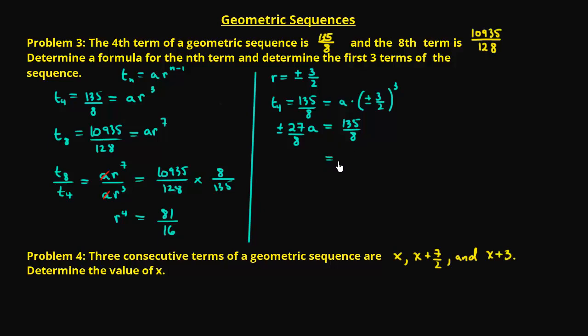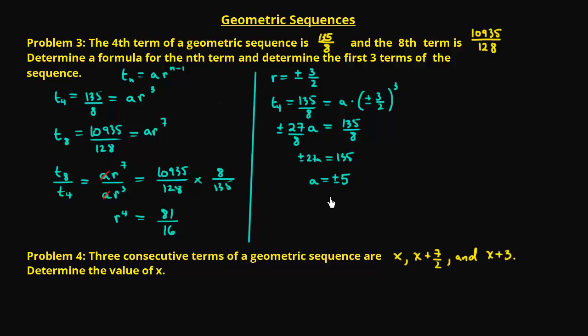And so, let's see here. Well, I can multiply both sides of this equation by 8. And if I do that, those 8s divide out. So I get that plus or minus 27a is equal to 135. So a is equal to plus or minus 135 over 27. And if we divide 135 by 27, we get 5. So a is equal to plus or minus 5.